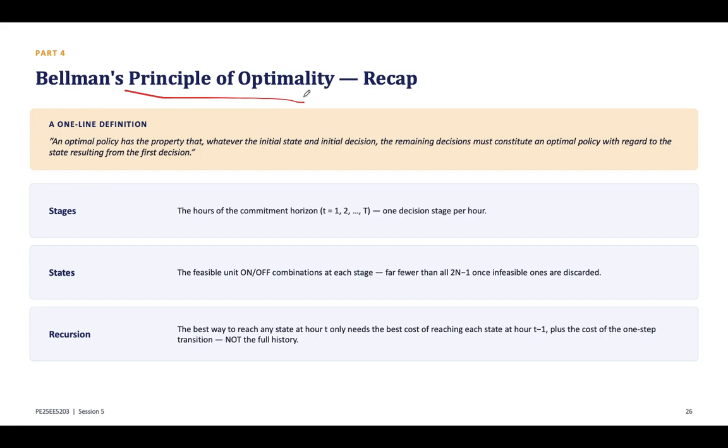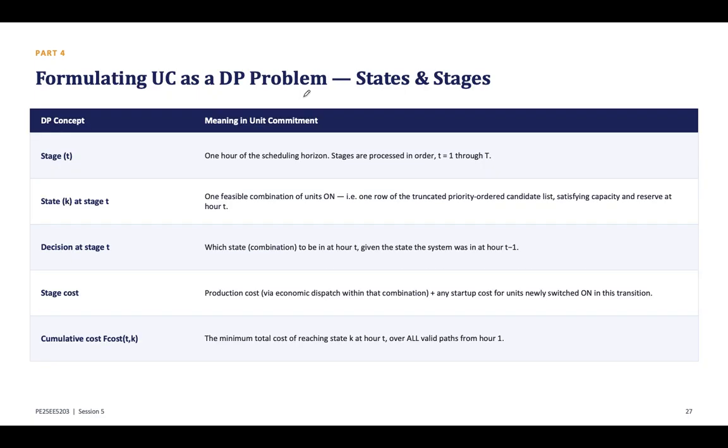So let us see formulating unit commitment as a DP problem: stages and states. The precise DP formulation requires the meaning of each term to be fixed. A stage is 1 hour in the scheduling horizon. A state is one feasible commitment combination at that hour. The decision is the choice of which feasible state to occupy, given the state occupied in the previous hour.